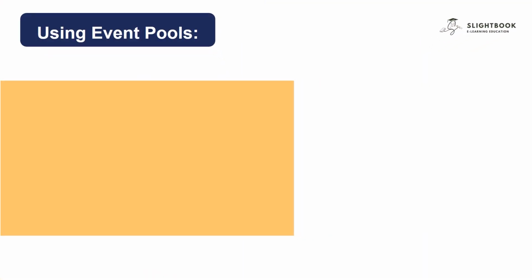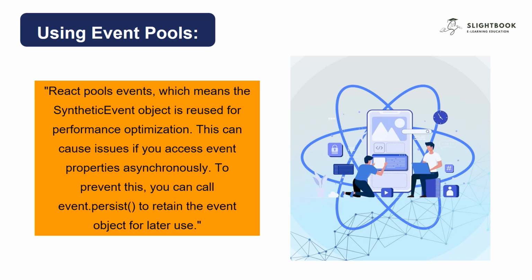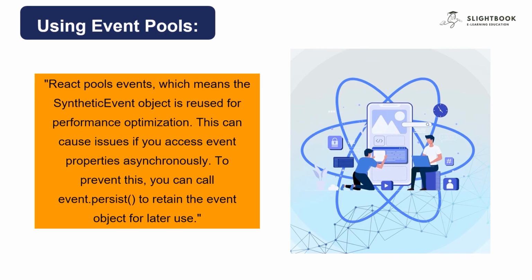Using event pools. React pools events, which means the synthetic event object is reused for performance optimization. This can cause issues if you access event properties asynchronously. To prevent this, you can call the event.persist function to retain the event object for later use.